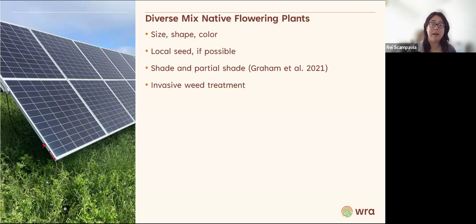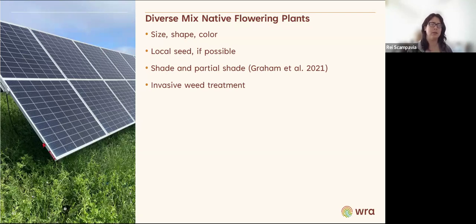Going back, some of the things that are important to look at for diversity of flowering plants: you want flowers that are different sizes or different shapes, different colors, that bloom during different times of the year. And again, native plants are preferred, and local seed, or seed that has been harvested in the same region, is even better, because those species are locally adapted to the climate conditions in that area.